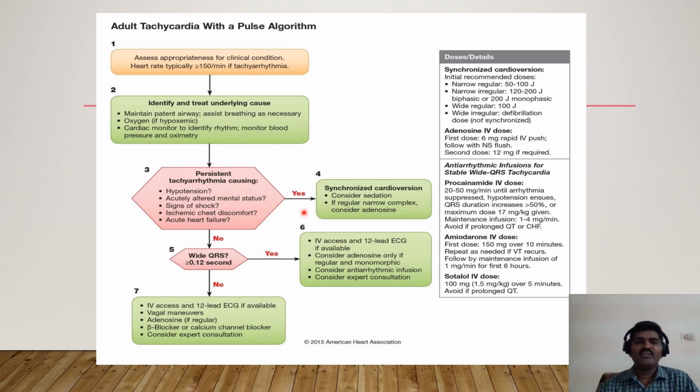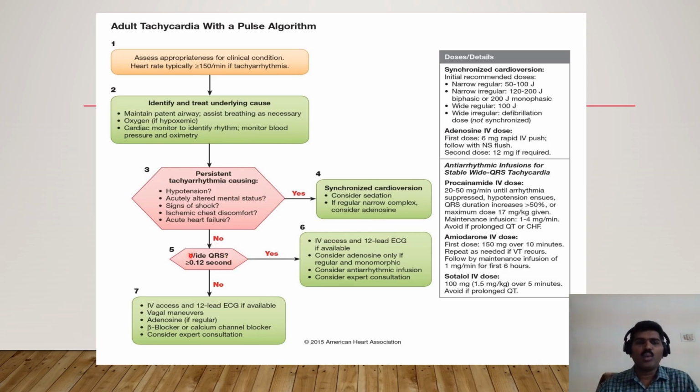If these features are present, your therapy is going to be synchronized cardioversion. Consider sedation before giving the shock. If regular narrow complex, you can consider adenosine instead of synchronized cardioversion. If none of these features are present, look at the QRS complex. Is it narrow or wide?